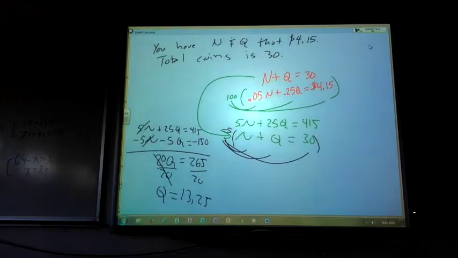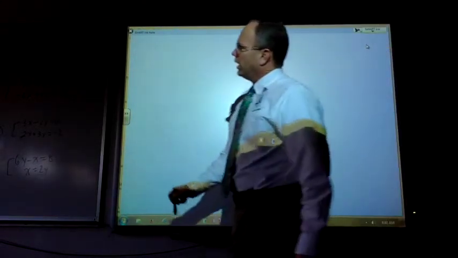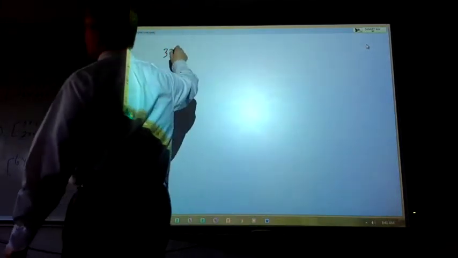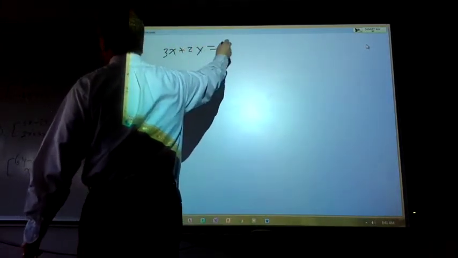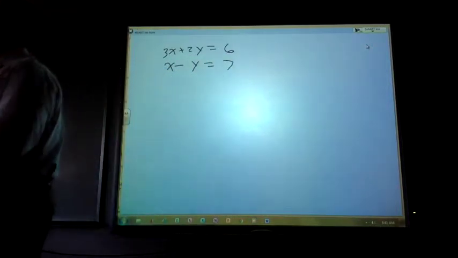All right. Let's try some of these. Let's have you guys work some of these. Clearing. 3x plus 2y is equal to 6. X minus y equals 7. Give it a shot. See if you can figure it out.